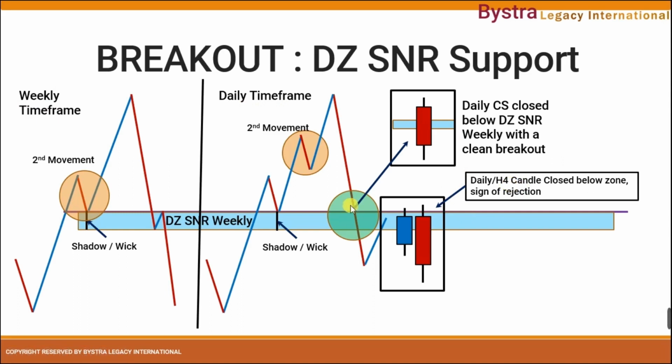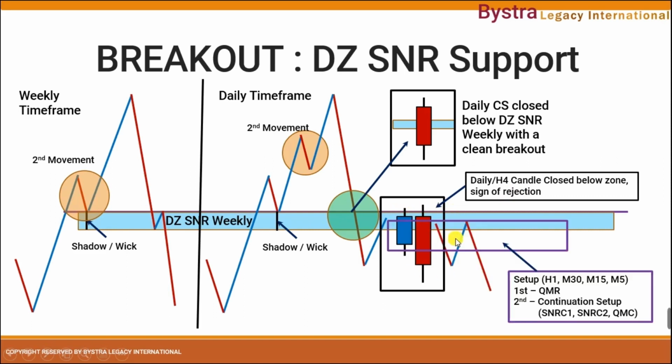Why? Because this is the danger zone SNR weekly time frame. Weekly time frame, confirmation of rejection is daily or H4 time frame. Once there is a confirmation of rejection, then we should look for a setup in this area. The setup would be at the time frame of H1 and below. So if the confirmation of rejection is at the daily time frame, we can look for the setup at the H4 time frame and below.